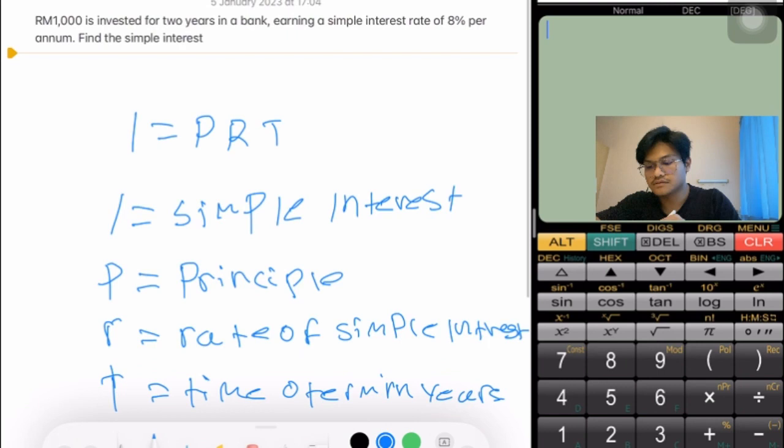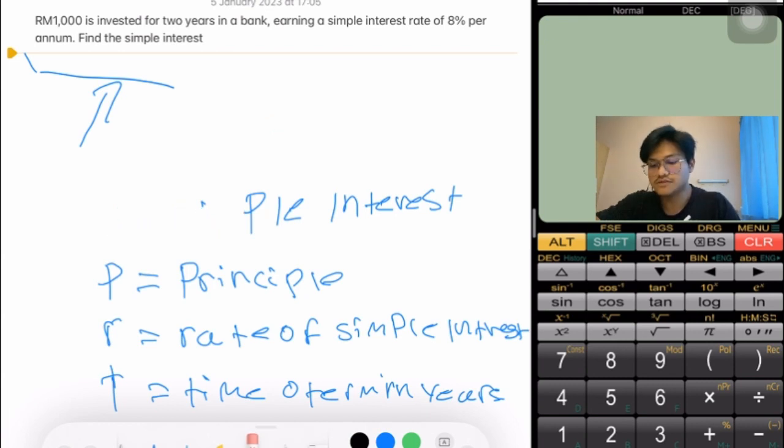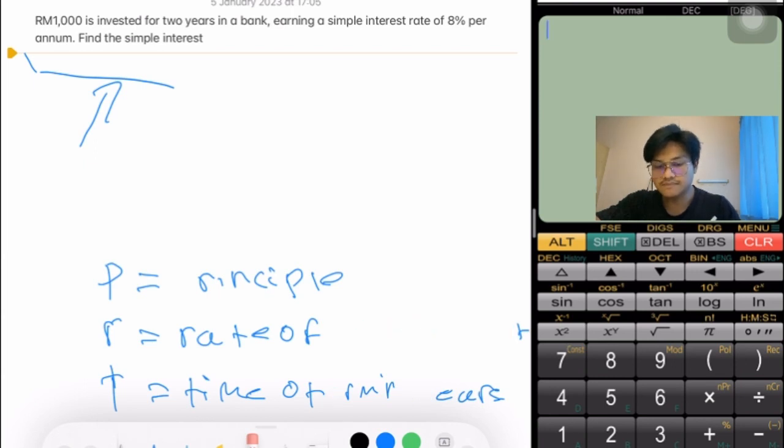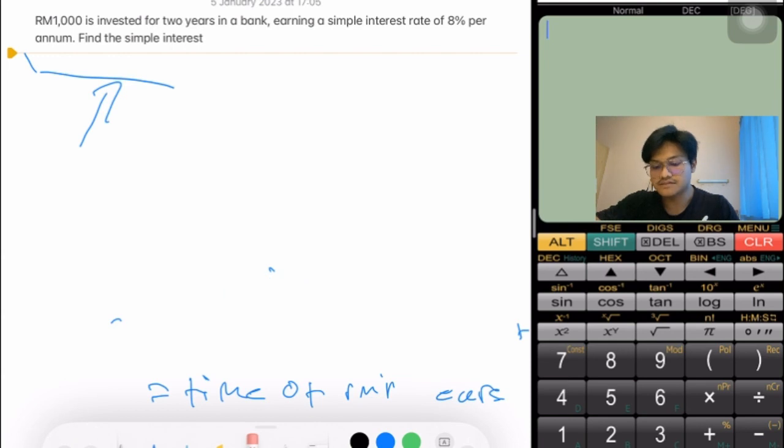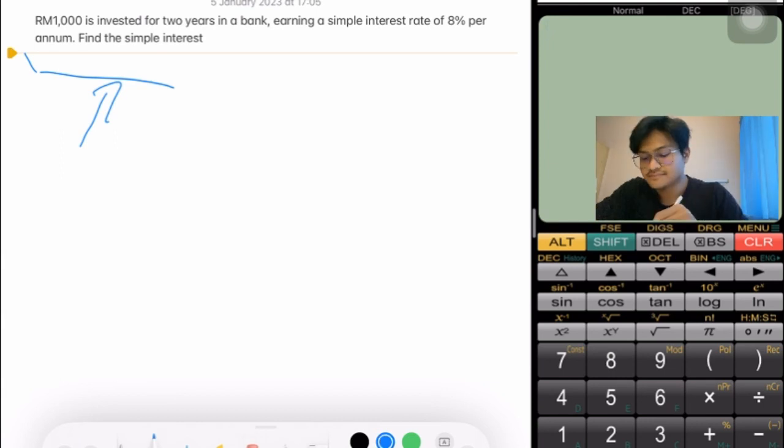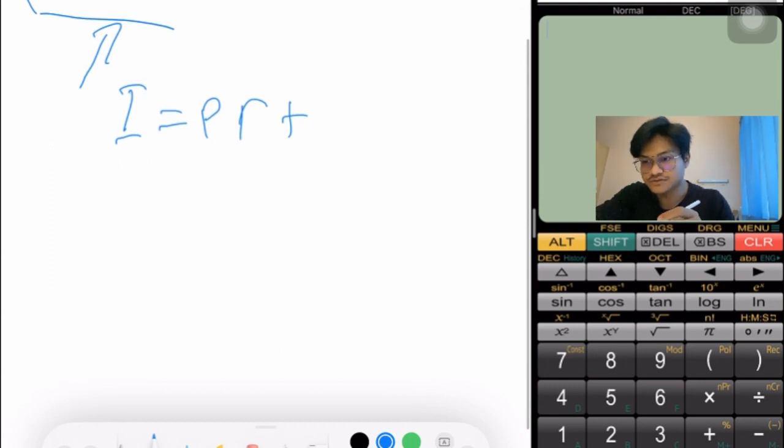So the question here is about that 1,000 ringgit. 1,000 ringgit is invested for 2 years in a bank, earning a simple interest rate of 8% per annum. Find the simple interest. So we have to put the formula in the question: I equals PRT, where I is the interest. So we want to know the amount of the interest.